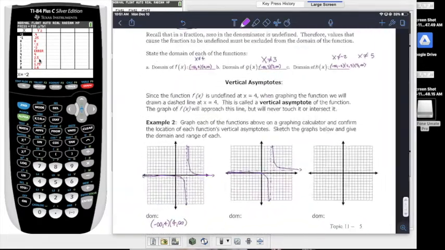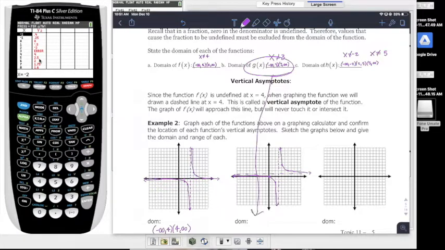Domain is the same thing here. I'm going to be lazy. Take the domain, just write it down here. Yep, there you go.